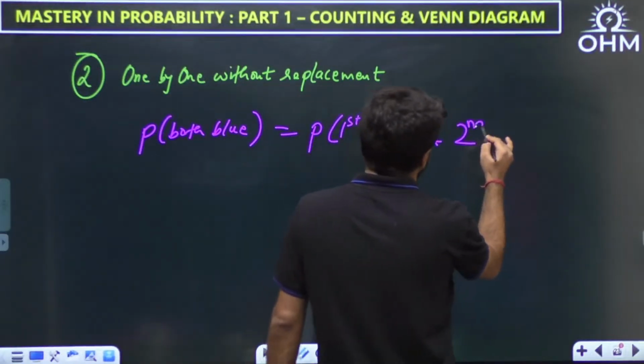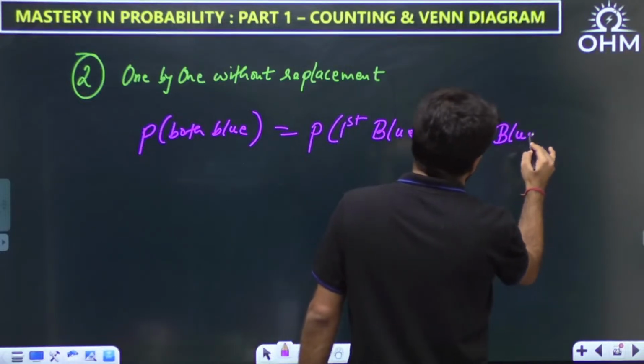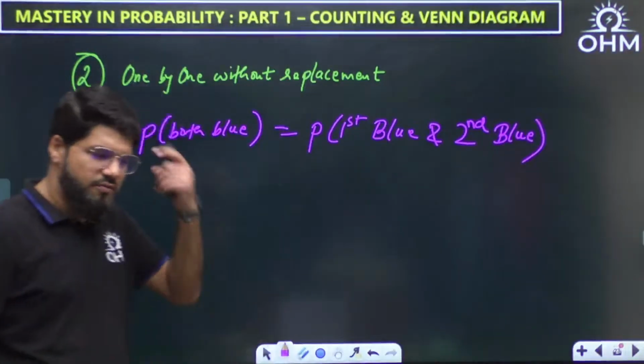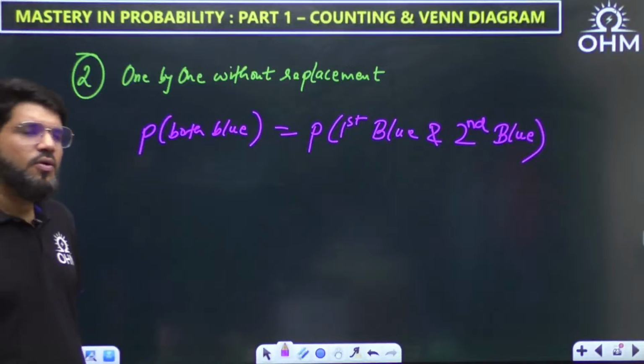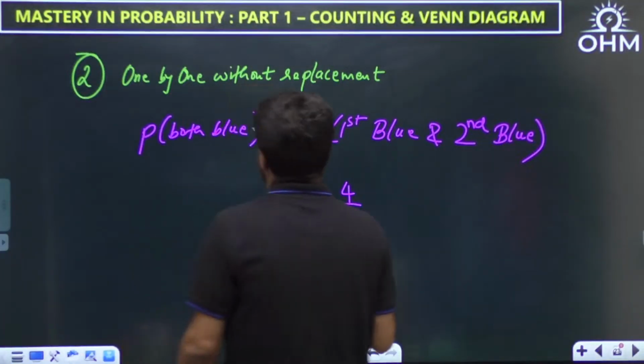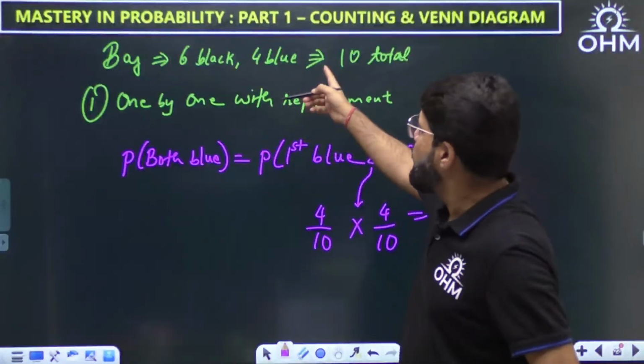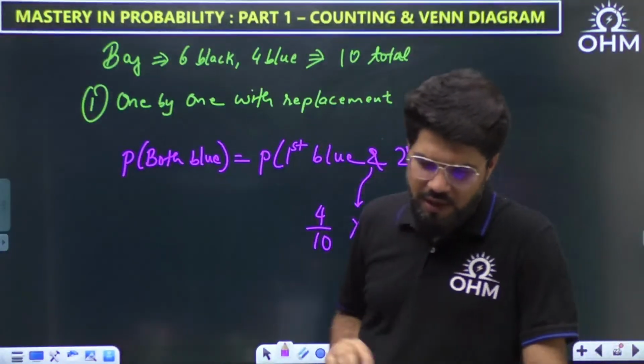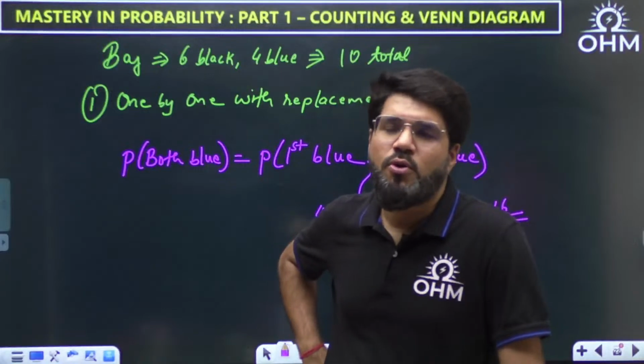First blue and second blue. You want both the balls to be blue, the first blue as well as second blue. Now, what is the probability of first blue? That is the same 4 by 10 because originally the bag has 4 blue and 6 black balls, so 4 out of 10.